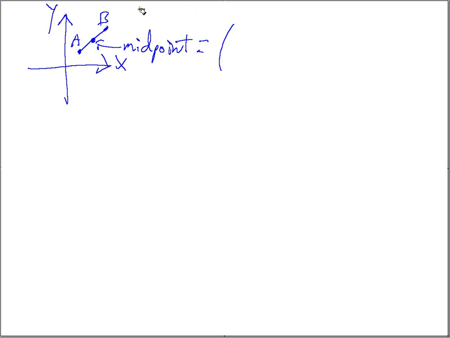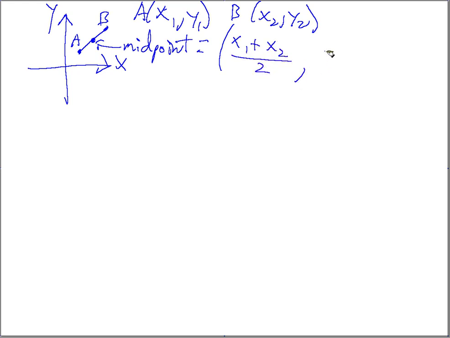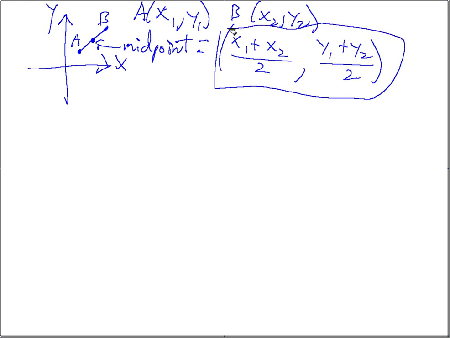So again, you remember point A earlier was x1, y1, and point B was x2, y2. So the average between them is going to be what? How do you average two numbers? You add them up, you divide by 2. So the x-coordinate for the midpoint, x1 plus x2 over 2, average of the x-coordinates, y1 plus y2 over 2, average of the y-coordinates. This is the midpoint formula to calculate the midpoint between 2 points.